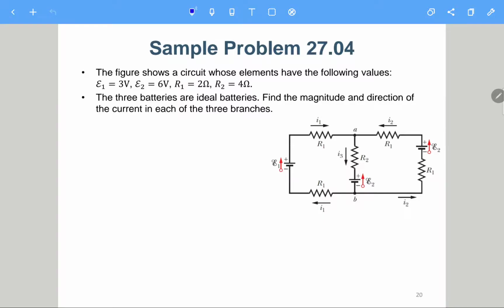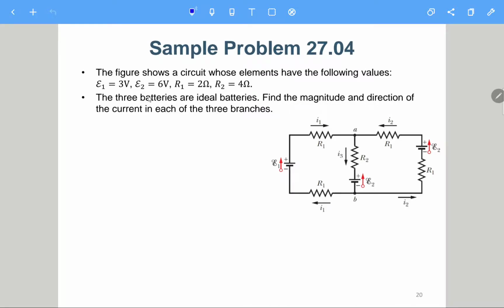Okay, so next we have another resistive circuit. This circuit is a bit more complicated. We have one battery here, one battery here, one battery here, and 1, 2, 3, 4, 5 resistances. But actually it is not so difficult, I think. So we have the values E1, E2, R1, R2. So R1, R1, R1, R1, we have R2 here, and then E1, E2, E2.